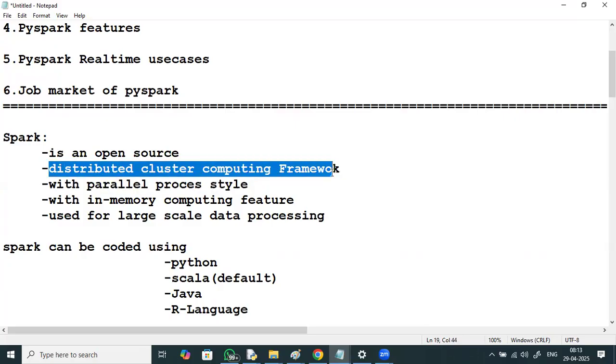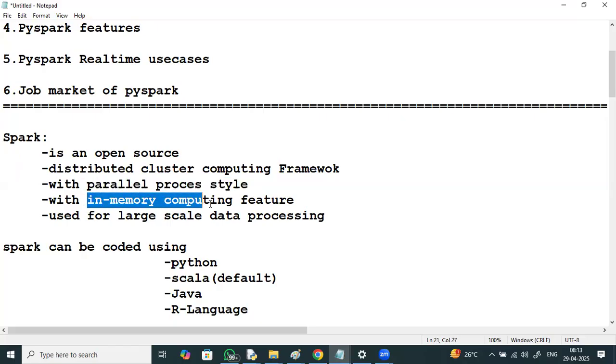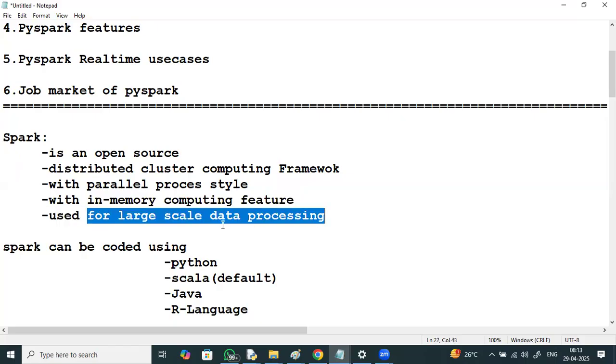Here the Spark data is going to get distributed across multiple systems and processed by multiple systems. That's what we call parallel processing style, with in-memory computation, storage and processing both happening within the memory level, within the RAM level, right? Used for large-scale data processing.